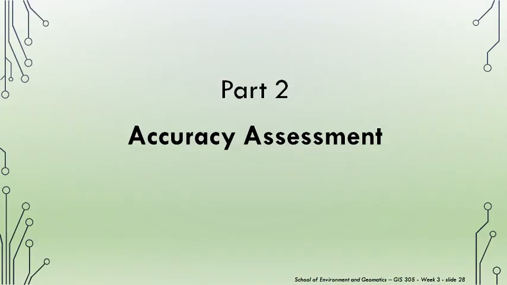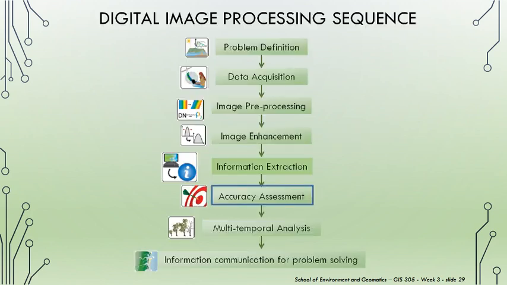Accuracy assessment, and this is how to assess the quality of an image classification. How accurate would an image classification be? So, it's again part of the digital image processing sequence. Here, accuracy assessment is very important to see if the information we've extracted from the image is actually true or not. Is it valid information? Very important, accuracy assessment in remote sensing, any kind of remote sensing project.